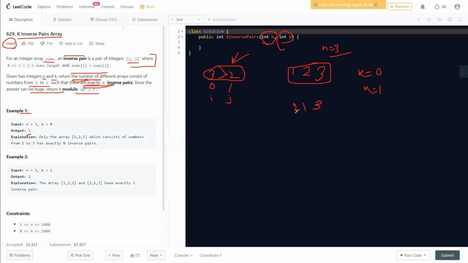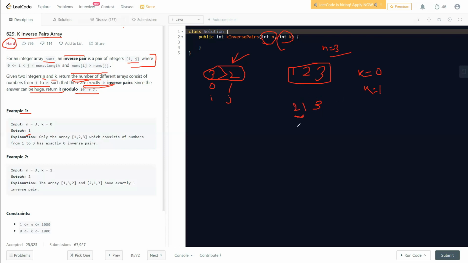What's the count of inverse pairs? There is only one inverse pair, and the others are not inverse pairs. 2, 3 is not an inverse pair. 1, 3 is not an inverse pair. So the only inverse pair we have over here is 2 and 1. Fine. So that's k equal to 1. Is there any other possible array?